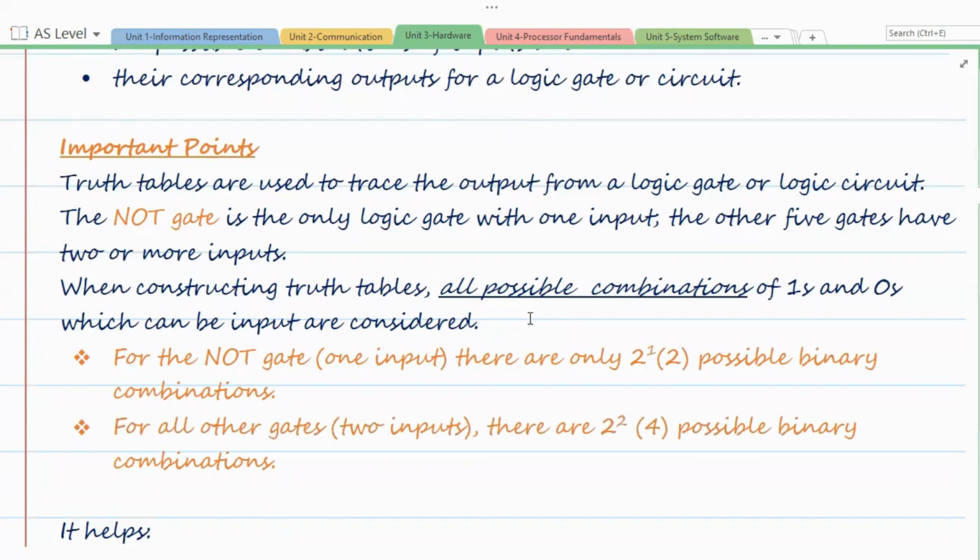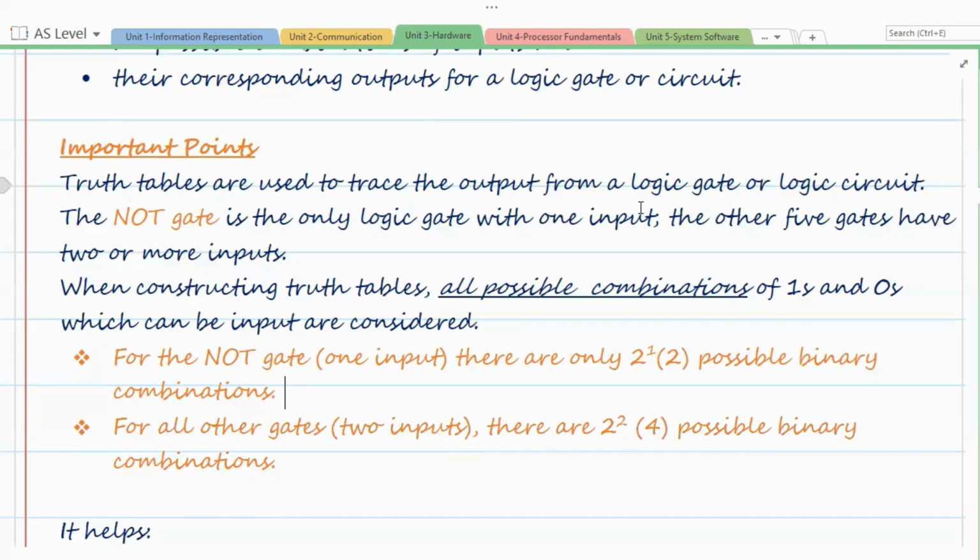Now there are some important points regarding truth tables. Truth tables are used to trace the output from a logic gate or logic circuit. NOT gate is the only logic gate with one input, and all other gates have two or more inputs, that can be 2, 3, 4, 5, any number of inputs, right?